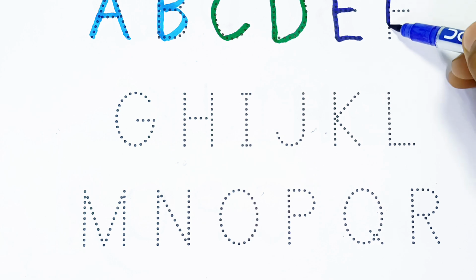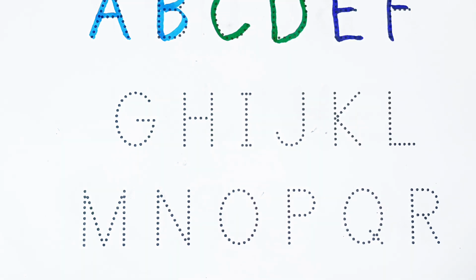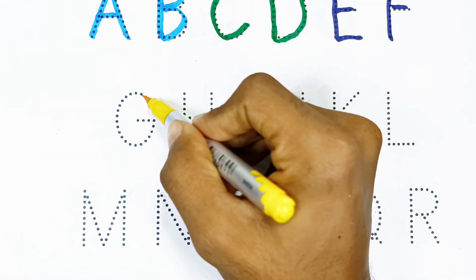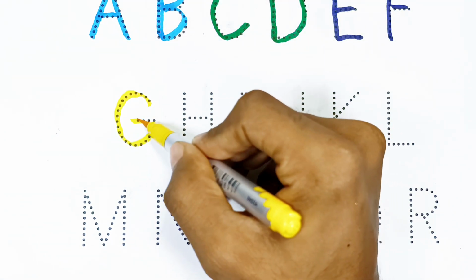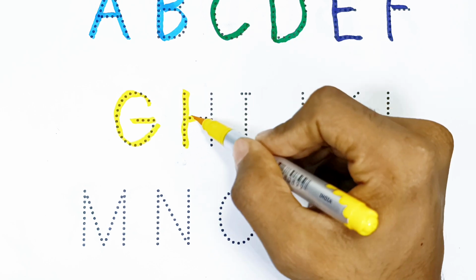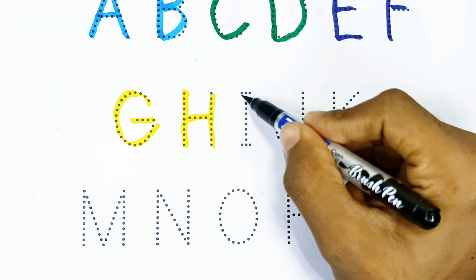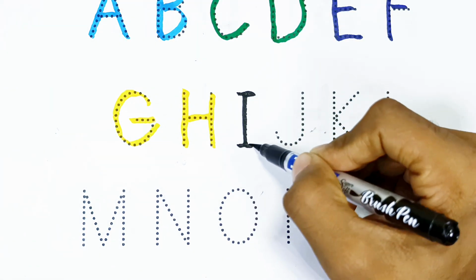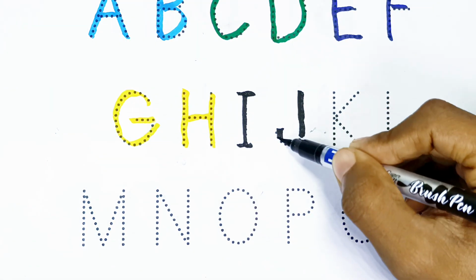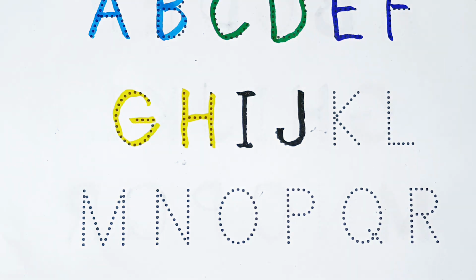E for elephant. F for fish. Kids, now you draw G. G for god. H for helicopter. Kids, now you draw I. I for ice cream. J for joker.